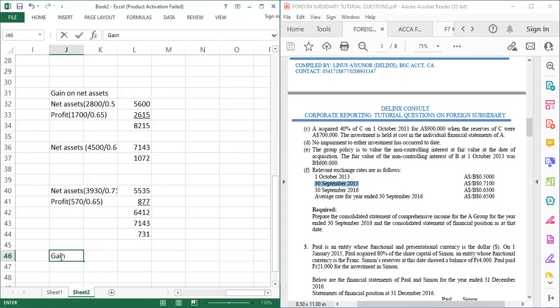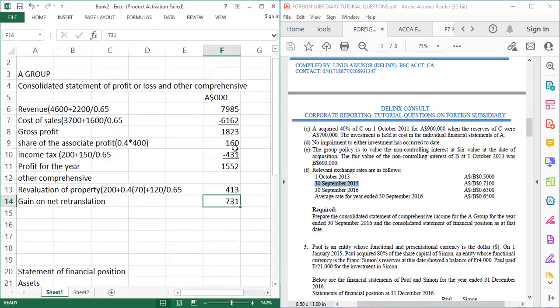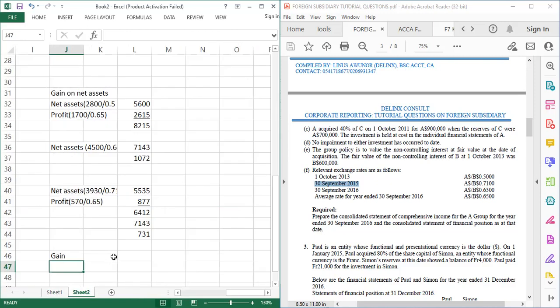Okay. The next one is we calculate gain on goodwill retranslation. So the gain on the goodwill will be calculated for just 1 year, from October to 2016. What is our goodwill figure? Our goodwill was what? 635. Is 400. Yes. Okay.